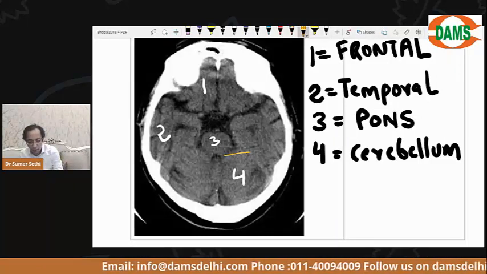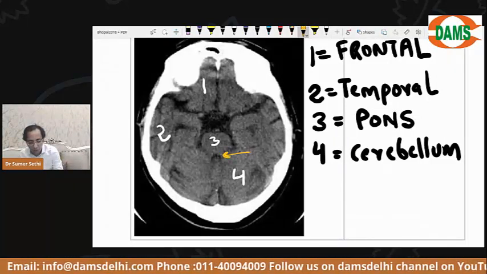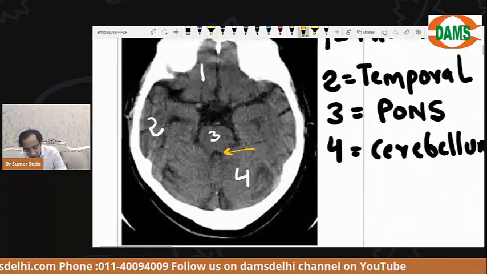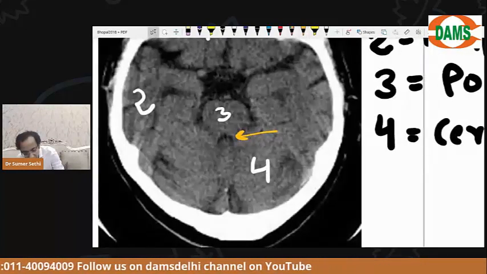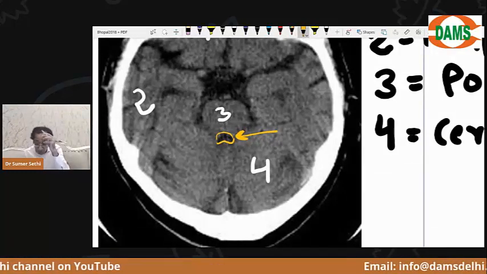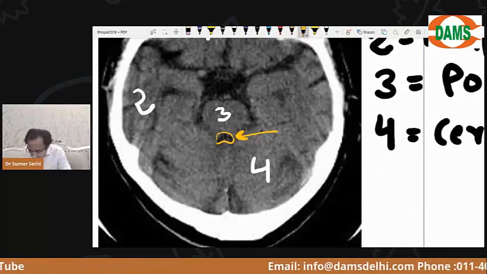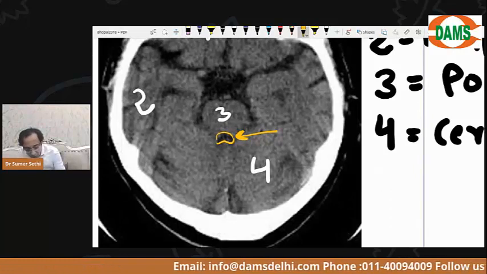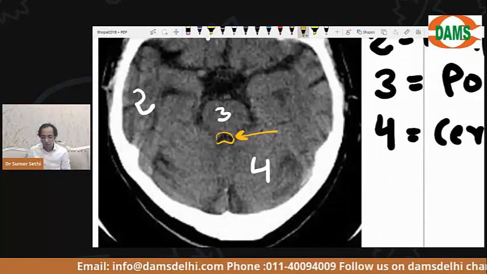So the ventricular structure, the CSF filled space that you see between pons and the cerebellum is your fourth ventricle. Okay, the CSF space between your pons and the cerebellum is your fourth ventricle.